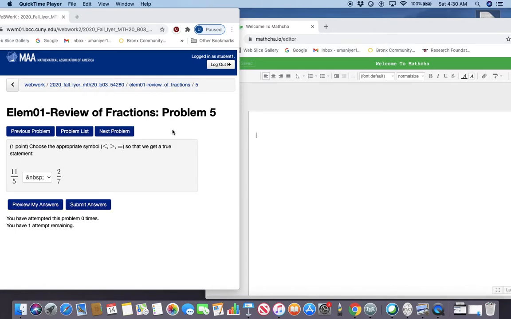Elementary O1, problem 5. The question is to state whether this fraction is less than, greater than, or equal. These are the options you have.